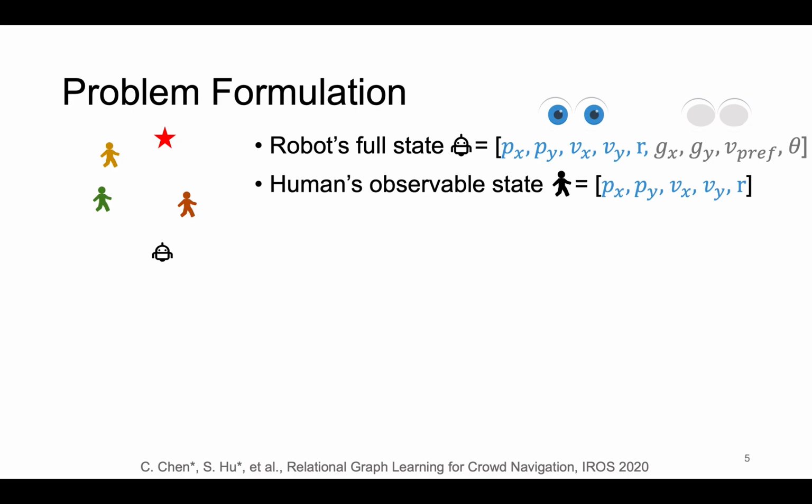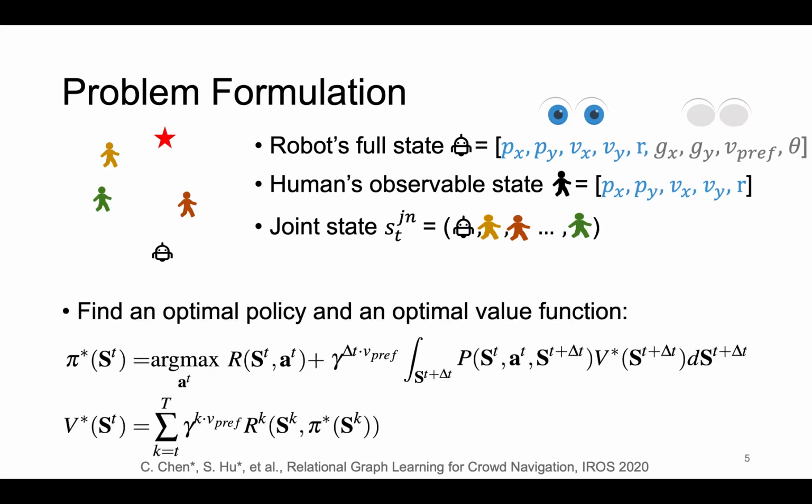Each agent can observe other agents' observable states. From the robot's perspective, the state of the world consists of its own full-state ST and all other humans' observable states WT. The learning objective is to find an optimal policy and an optimal value function. The optimal policy maps an input state to an optimal action, which gives the maximum expected return. The optimal value function is the cumulative discounted reward given an optimal policy.